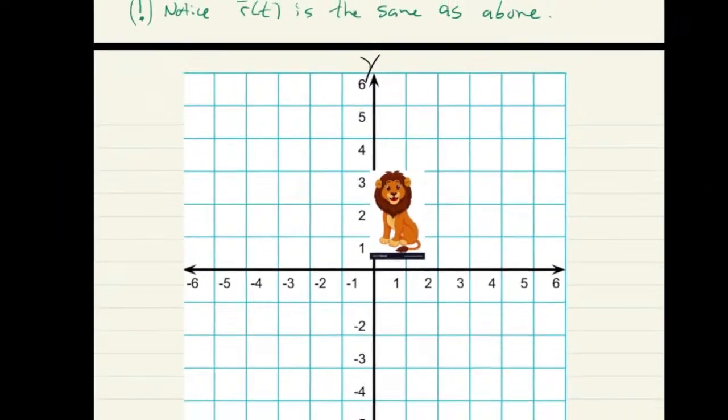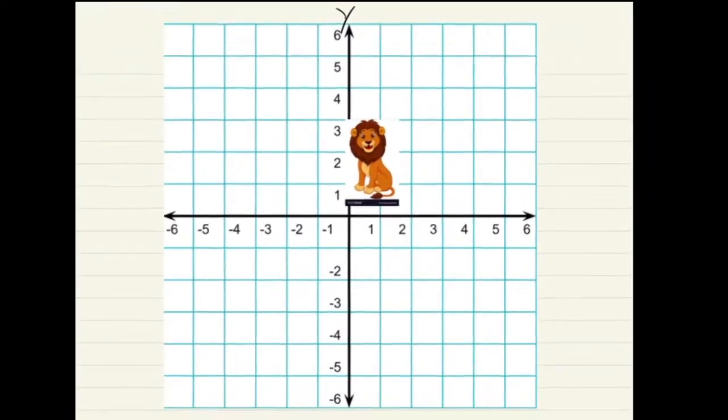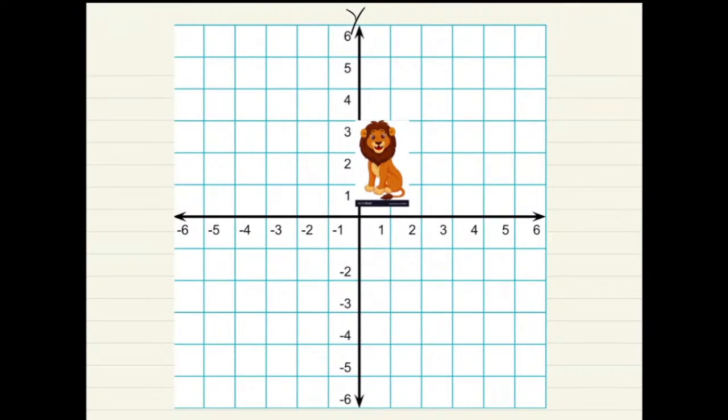Let's track the lion's movement, shall we? Where is x? I don't see x. I see y. Let me label my axes. And let's track the exact movement of the lion. And if you can do this, then you could go back for practice and track the exact movement of the zebra. We can do that too.